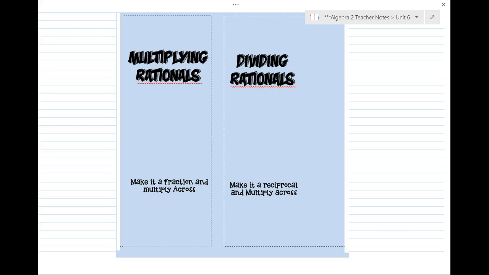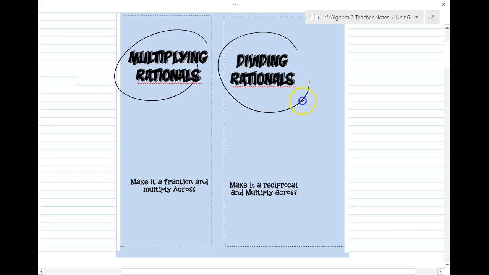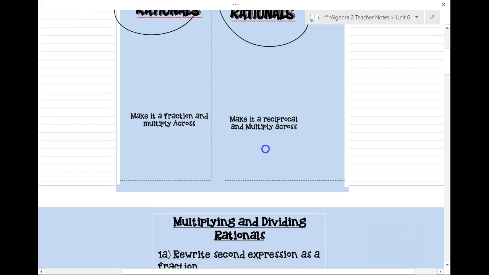The last video you watched was simplifying them. Now we're going to take it to the next step and actually multiply and divide. The steps for multiplying and the steps for dividing are pretty much the same except for the first step. The first step is really the key part. Once you get through that, everything else is the same. So let's take a look at a problem.